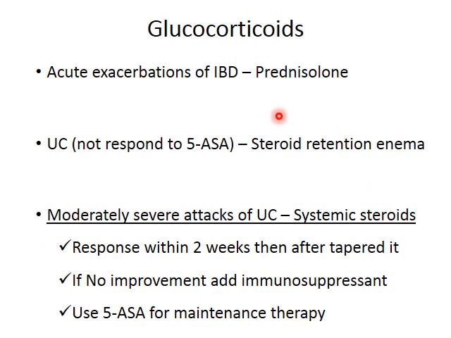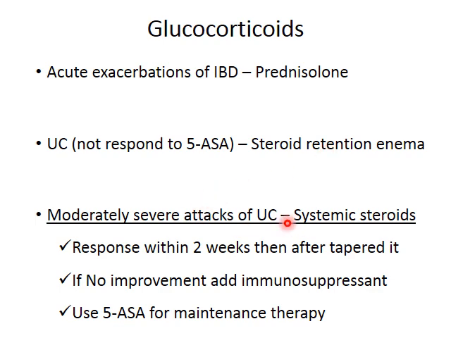So for acute cases, prednisolone is used for acute as well as severe exacerbation of inflammatory bowel diseases, and for ulcerative colitis that is not responding to the sulfasalazine group of drugs. Before starting a systemic steroid, start with a localized preparation. Steroid retention enema is started along with the 5-ASA, so it may give a better response.